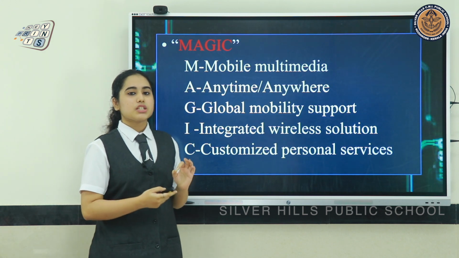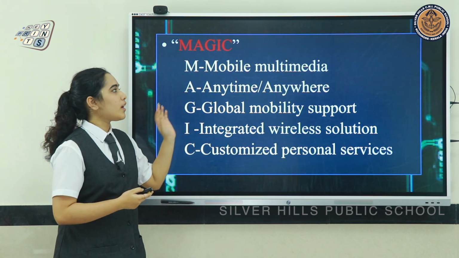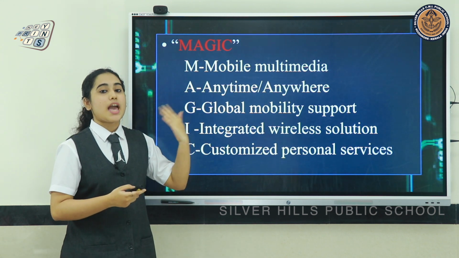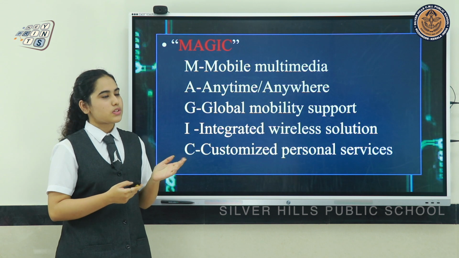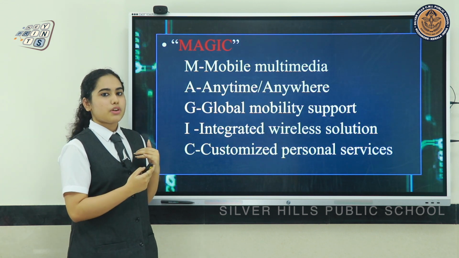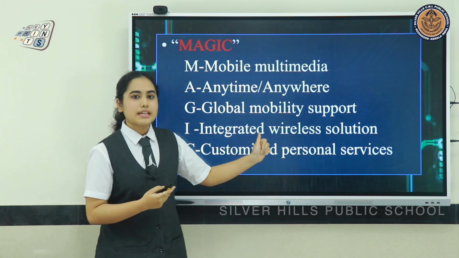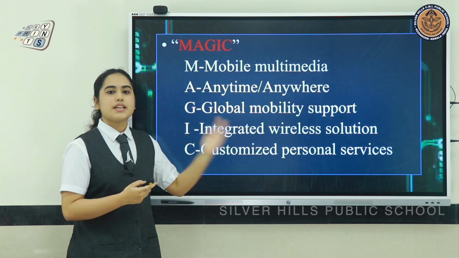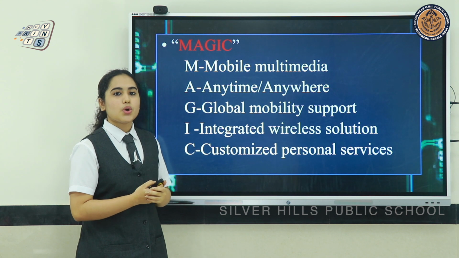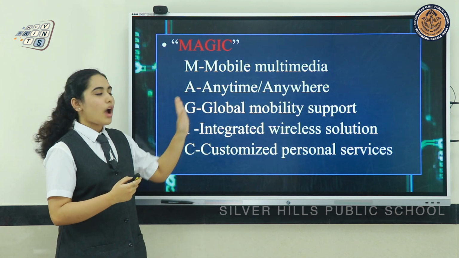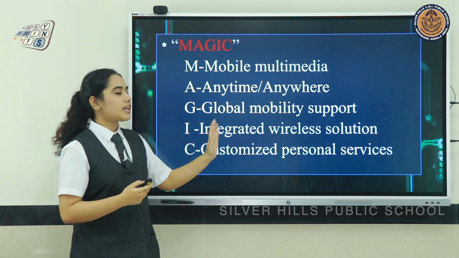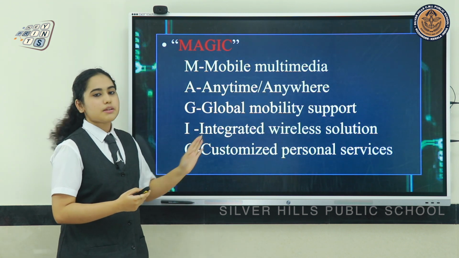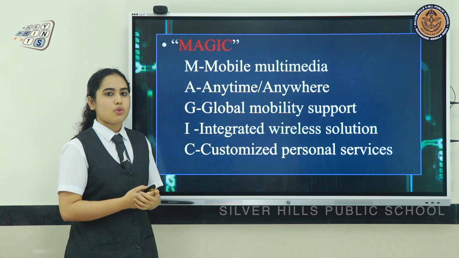Now, MAGIC is a feature of 4G technology, and what does MAGIC stand for? M means mobile multimedia. We just learned what MMS is, that is multimedia messaging service. A is the anytime, anywhere feature, and G is global mobility support, that is you can receive, send text, and send and watch videos wherever you are. If you have 4G technology, you get an integrated wireless solution, we learned that 4G is completely wireless, and customized personal services were provided by 4G technology.